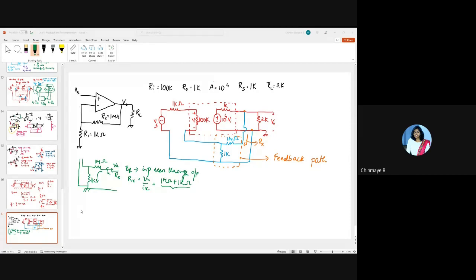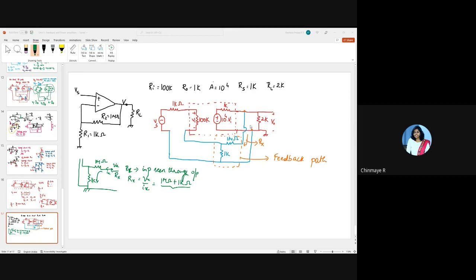So what we are trying to do is separate the feedback network from the amplifier. We will see how only the feedback network will load the input and the output side. We are not taking the entire network into consideration here. We are only trying to find out how only the feedback circuit will load the output side and how it will load the input side.